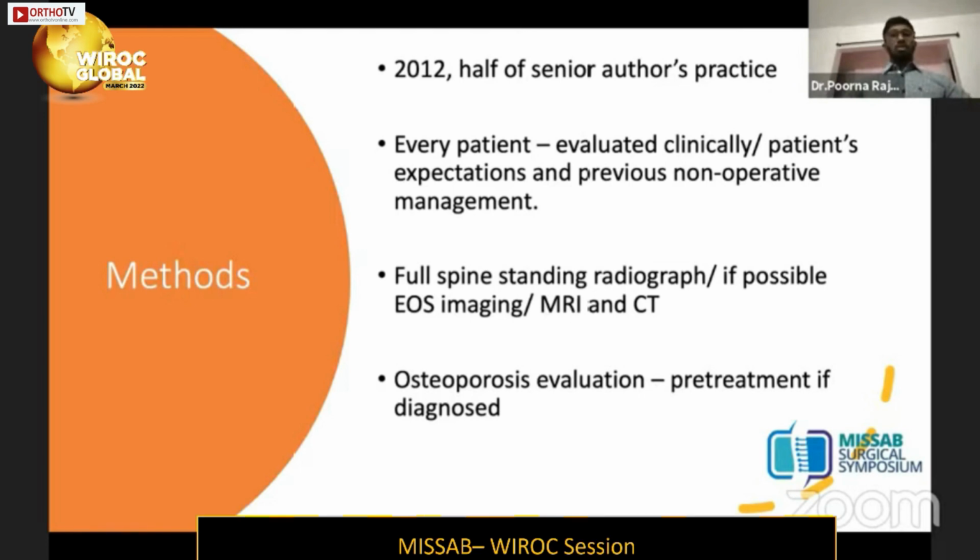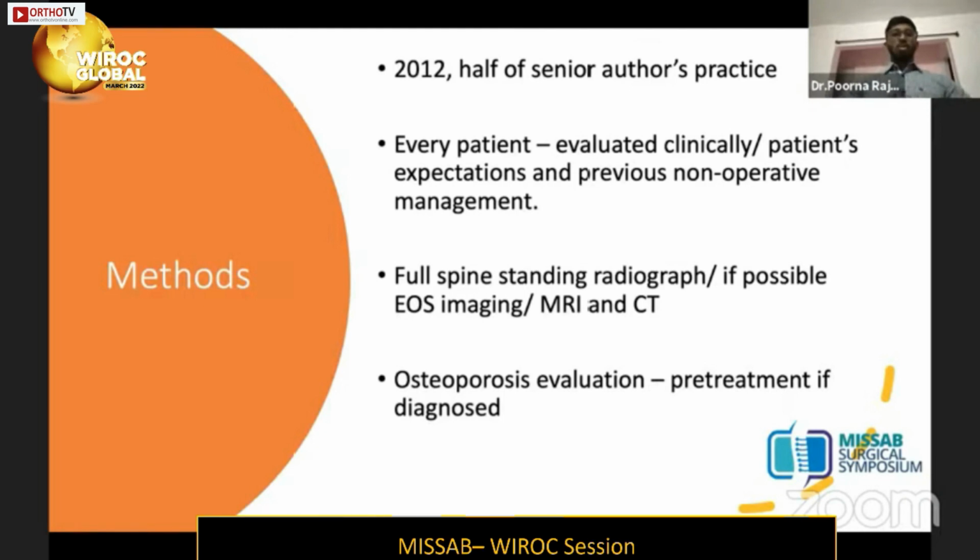They also evaluated these patients with a full spine standing radiograph, AP and lateral, and if possible EOS imaging, which is from Paris, and MRI and CT also. MRI to evaluate the compression, and CT to evaluate the facet morphology and the bony fusion, and also how much bone stock is available if we are planning a revision procedure.